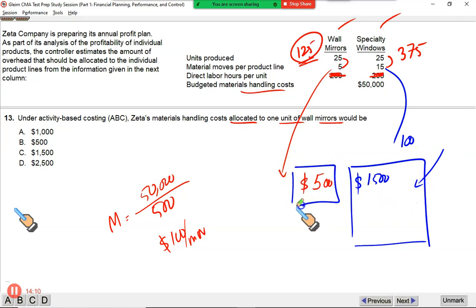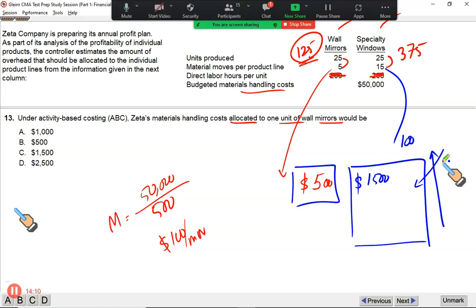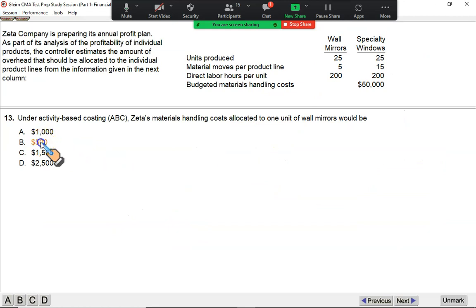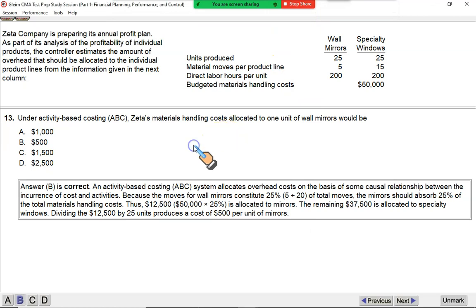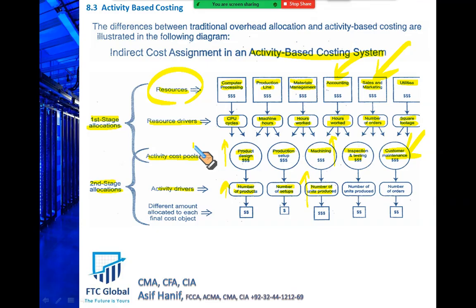An item that takes less effort should be costed less. This is the magic of activity-based costing. This is accurate costing. The item that should cost more does cost more under ABC. An item that costs less will cost less. So under activity-based costing, material handling cost to 1 unit of wall mirror is going to be 5 times 100, is 500. See, the item that should cost less is costing us less under the activity-based costing. So that's the benefit of ABC. It helps us in more accurate costing.